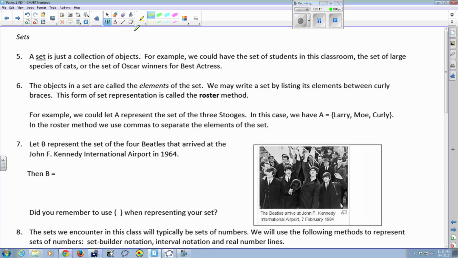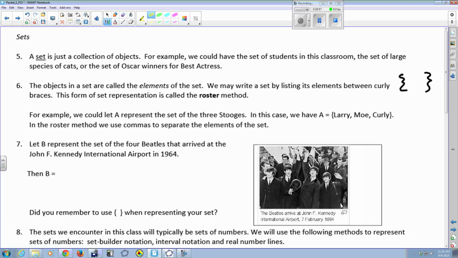Okay, I think you're all familiar with the word set. The objects in a set are called the elements of a set. We may write a set by listing its elements between these little curly braces. So whenever you see these little curly braces, that indicates a set. It's just like saying the words the set of. Okay, so when you can list each element in a set, we call it the roster method. Just like I have a class roster. It says right here, class roster for Math 107B. There's the set of students in this classroom right there on my roster.